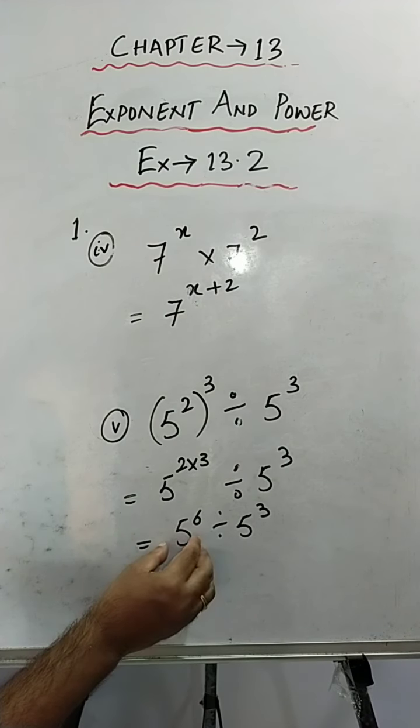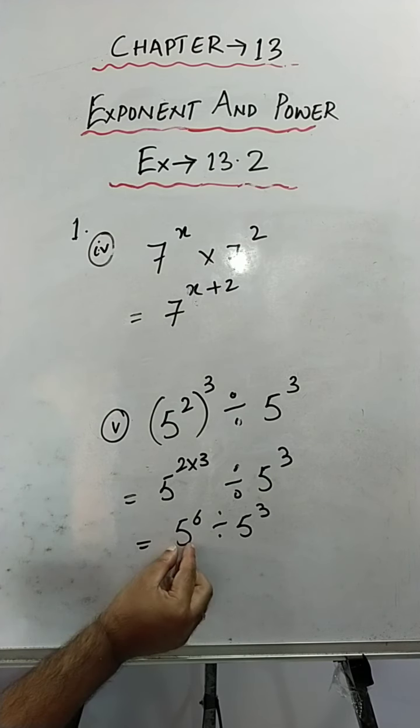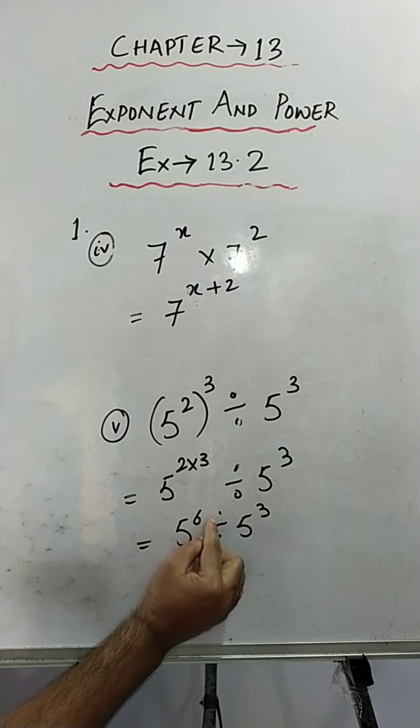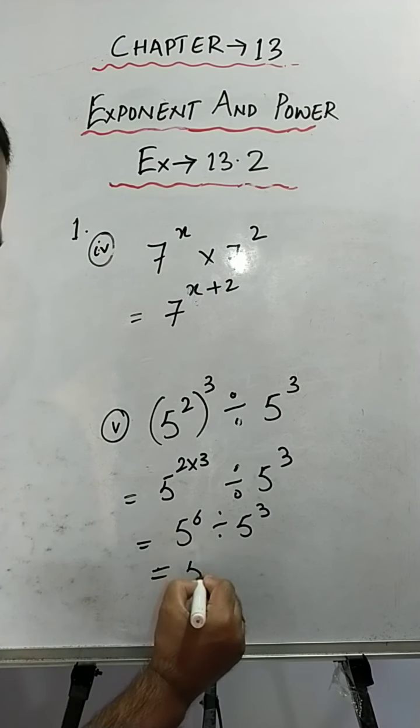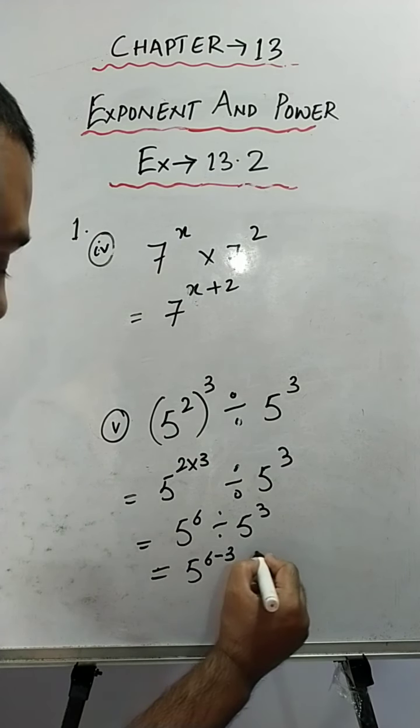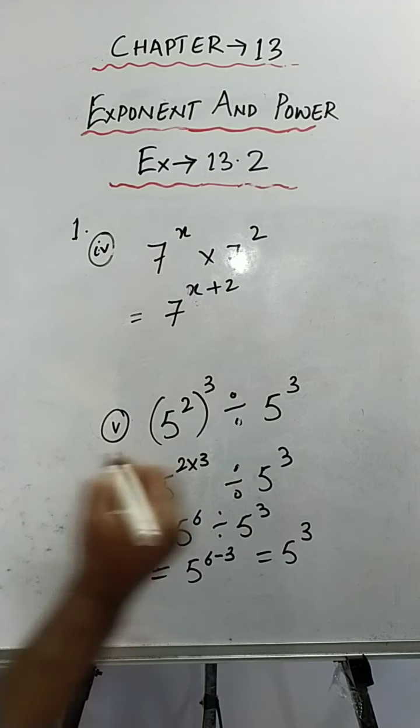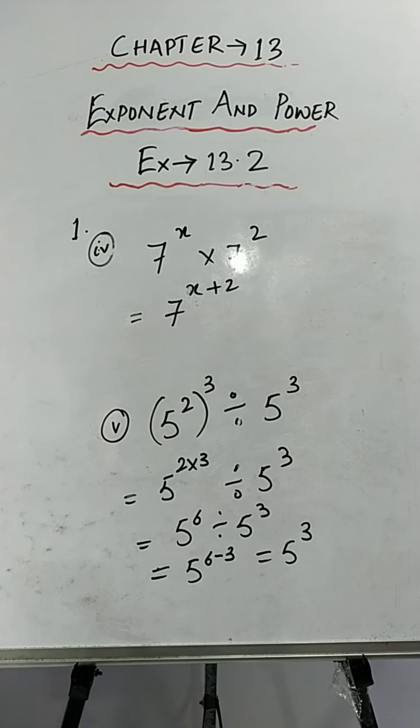Now finally what we see, the two exponential forms are given. The base is same. Division sign is between them. So what do we have to do with the powers? We have to subtract the powers. So 5 to the power 6 minus 3. So answer would be 5 to the power 3. Okay. So now let's move on to sum number 6 and 7.